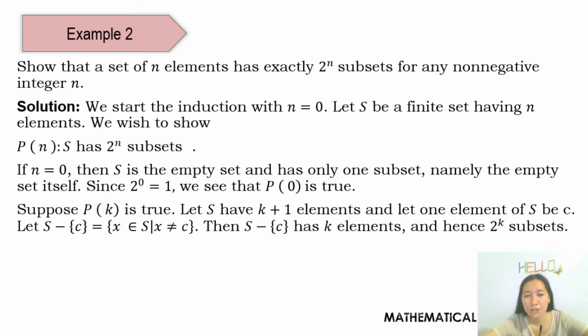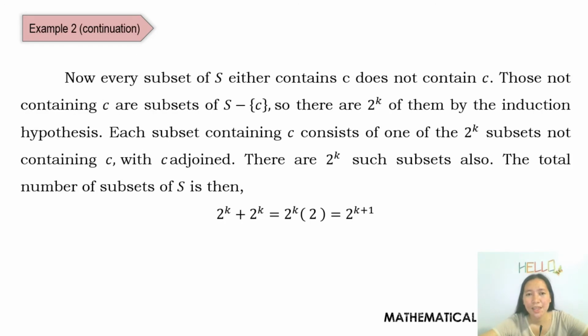Suppose P of k is true. Then let S have k plus 1 elements and let one element of S be c. Let S minus c equal the set of x in S such that x is not equal to c. Then S minus c has k elements and hence 2 raised to k subsets. Now every subset of S either contains c or does not contain c.